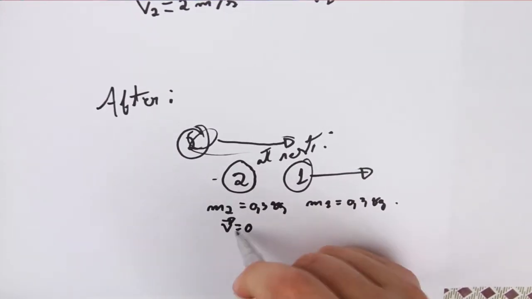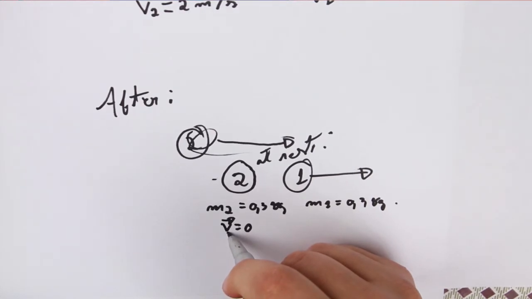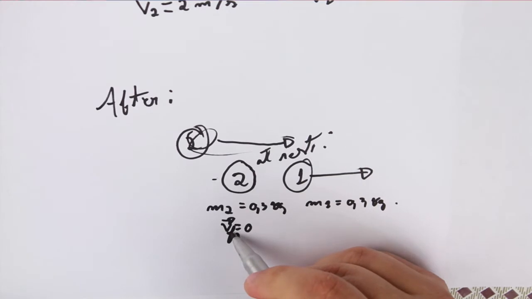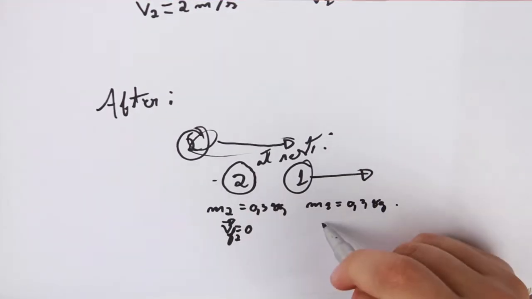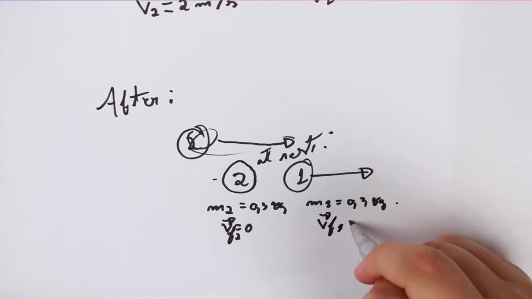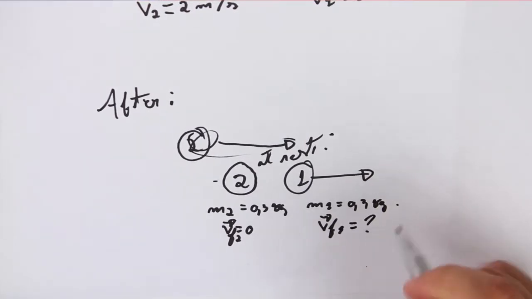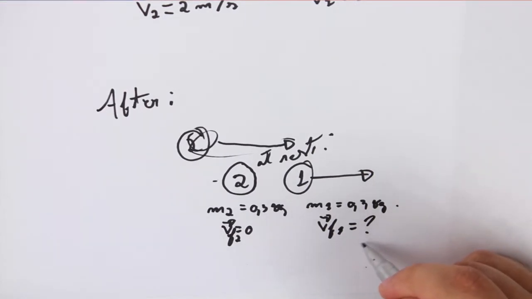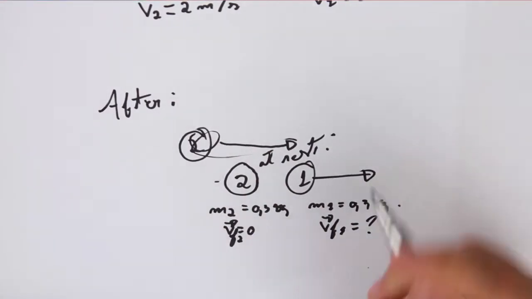Let me type here V, and let's put an F, final velocity of ball 2. In here, final velocity of ball 1, which is the information that the question asks. Right? What's the final velocity of ball 1?